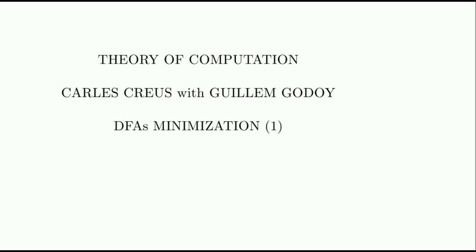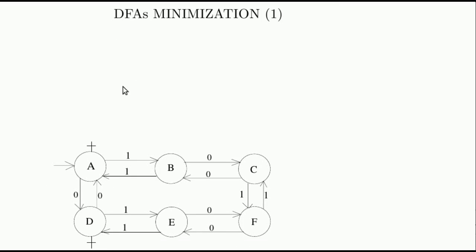In the current and following videos, we will see that among all DFAs recognizing a given language, there exists one of them that has fewer states than any of the others. We call it the minimum DFA. We start by analyzing this example of DFA.